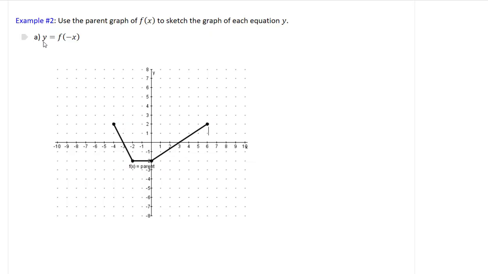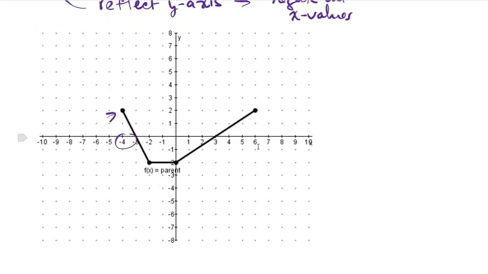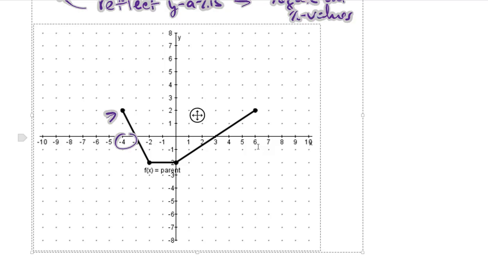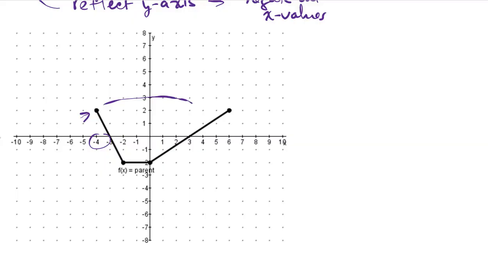To graph the equation y1, which is defined as f of -x, this indicates that there's a reflection about the y-axis, which means that we're going to negate all the x values or the x coordinates of the points on the graph of the parent function. So here we have -4 followed by 2. The x value is -4. So negating that becomes a +4, which now transforms that point along the y-axis.